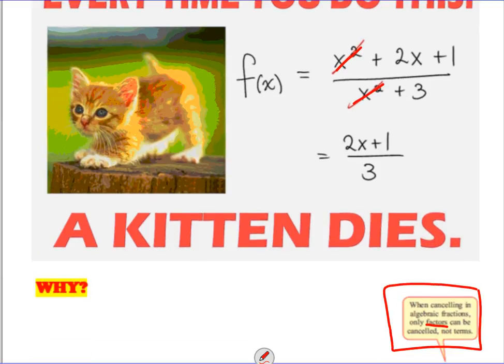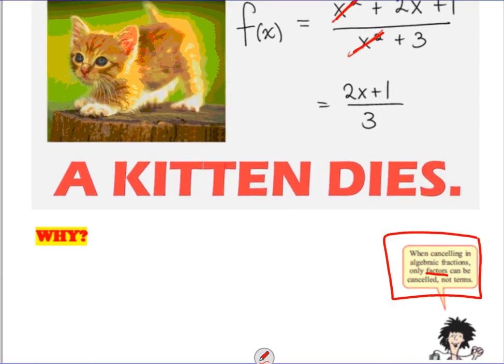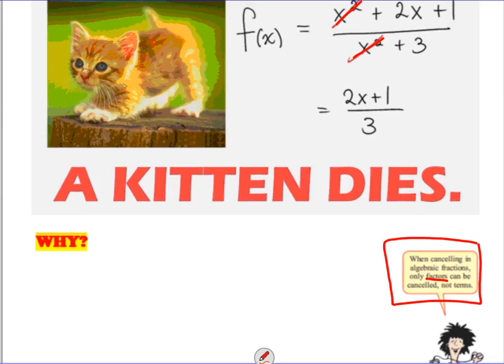Let's try it out. So this is how you can test it. x squared plus 2x plus 1 can be simplified to x plus 1, x plus 1. Remember, practice your factorizing. What two numbers multiply to give 1 and add to give 2? So we have x plus 1, x plus 1 over x squared plus 3. x squared plus 3 doesn't factorize.